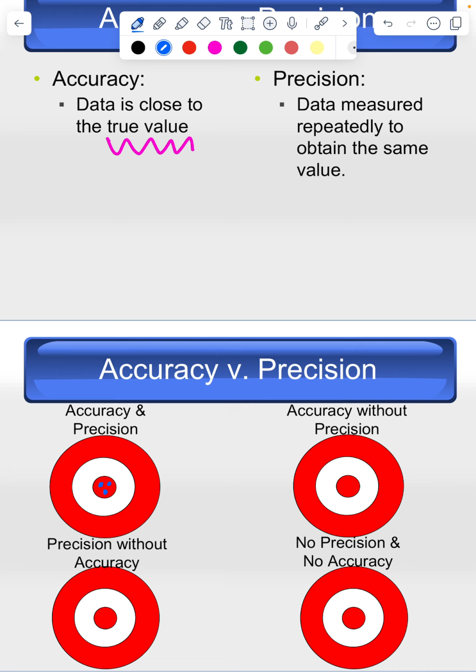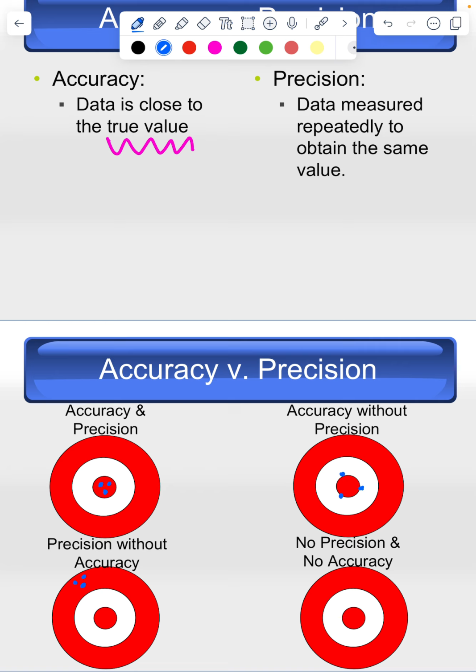Accuracy without precision means that it's close to the correct answer, but not necessarily close together. So it would be somewhere along those lines. Precision without accuracy means that our answers are close to each other, but not necessarily to the correct answer. So you would have something like that.